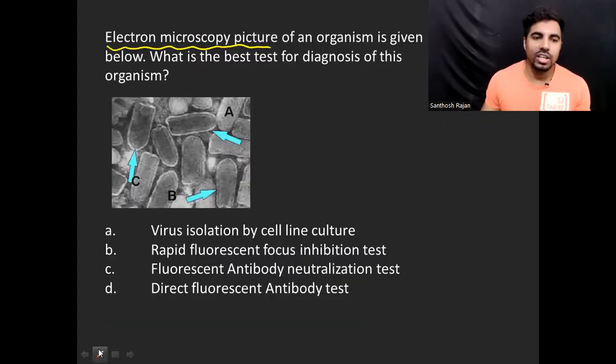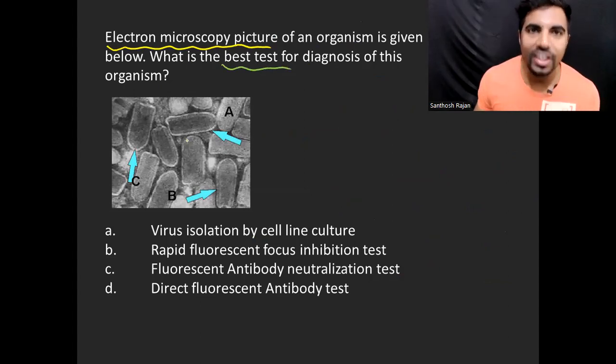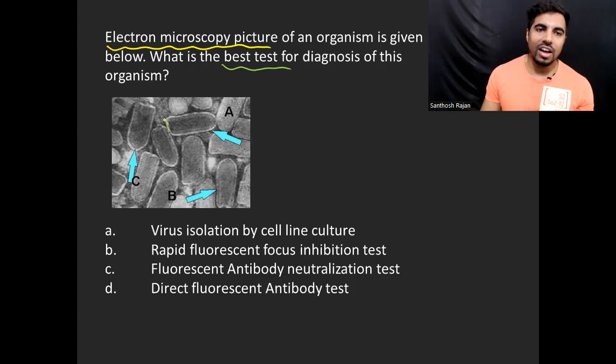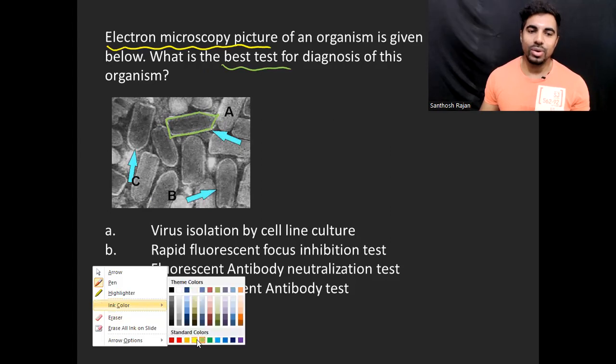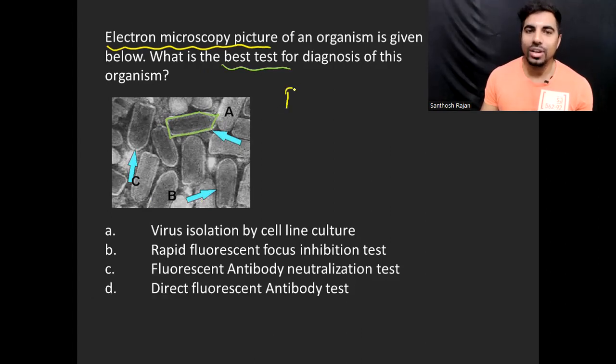Look at this picture. They give the picture and ask you to identify the organism. Electron microscopy, which is the best test for the diagnosis. They asked indirectly. First of all, identify. In the electron microscope, if you have a shape like this, what is that shape called? That is the bullet. So bullet means rabies. So your diagnosis is rabies. You made your diagnosis. Bullet shaped virus.